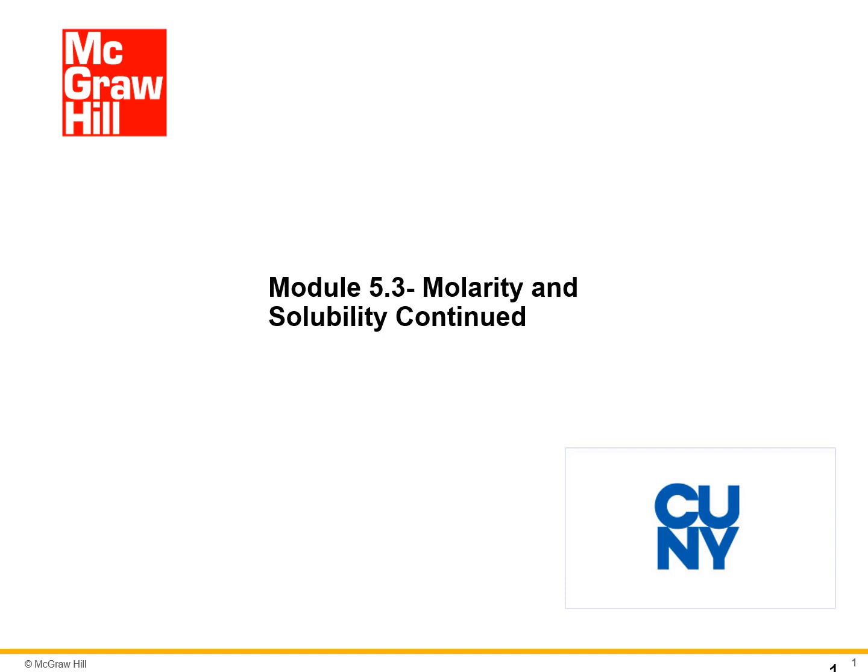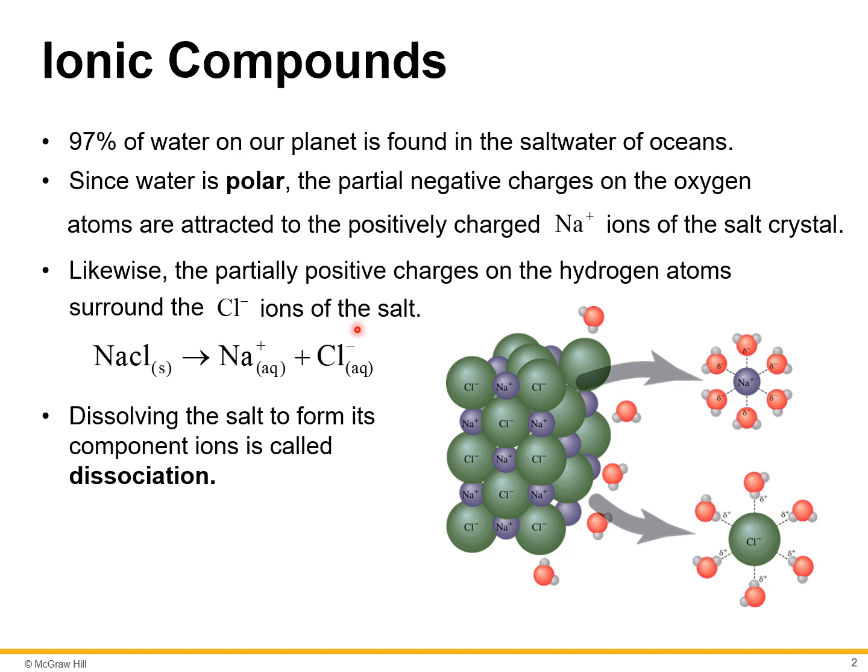So now we'll touch upon a little bit about solubility. So continuing from 5.2, 5.3 is molarity and solubility. With an ionic compound, if you remember, it is composed of a metal and a non-metal. A nice example is sodium chloride, NaCl. And we know that when we put salt in a cup of water, it will dissolve. And why is that? It will dissociate.